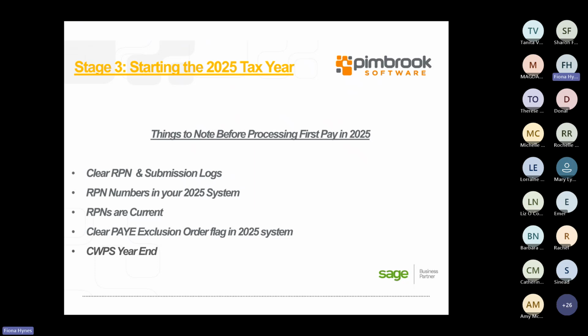It'll clear any expired PAYE exclusion orders. So Sage will examine the exclusion orders for the has effect until date, and it'll clear it if appropriate. And finally, for those of you that have CWPS deductions, you will need to run the CWPS year end. This just means setting up a new calendar and clearing the CWPS balances and history from 2024 prior to setting the first period of 2025. But we will go through this later in this presentation.